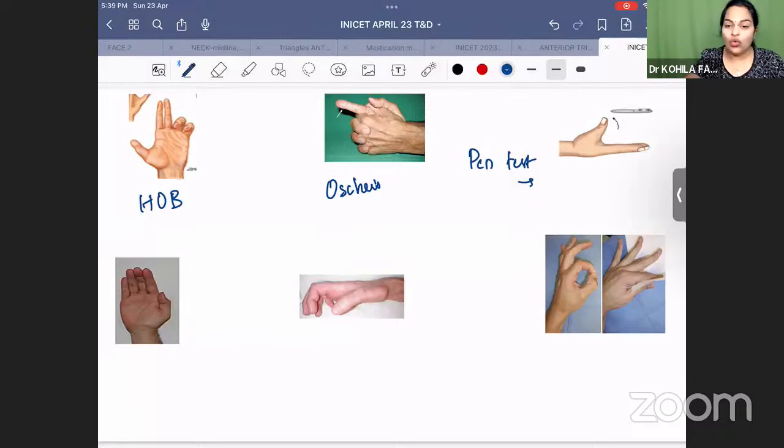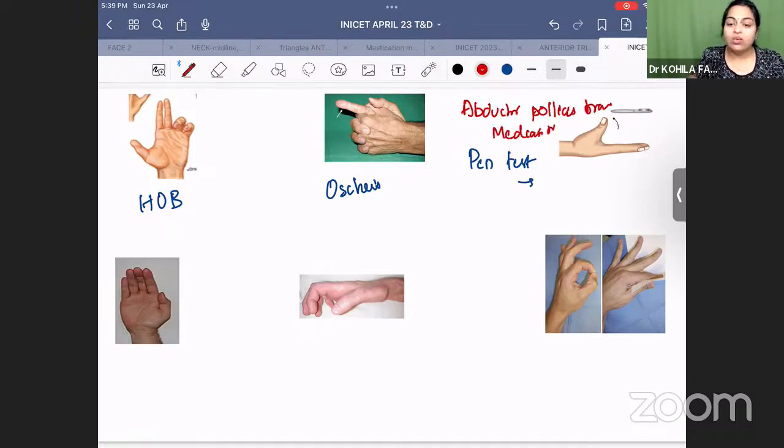Abductor. No. Okay. So what is abduction actually? When your thumb is in the same plane with the other digits, you call it adduction, right? If you take it towards the ceiling, if you lift it up, that you call abduction. Across and you touch it, that will be flexion. This is extension. So the action tested for the pen test is abduction and the muscle tested is abductor pollicis brevis, which is innervated by the median nerve.